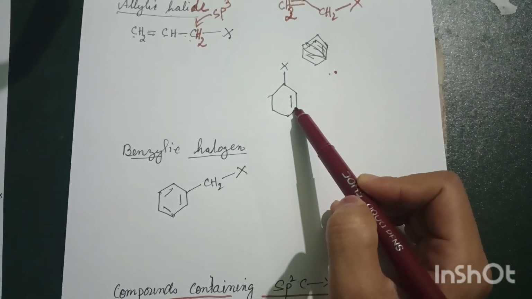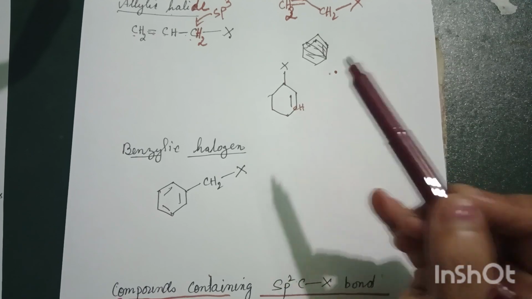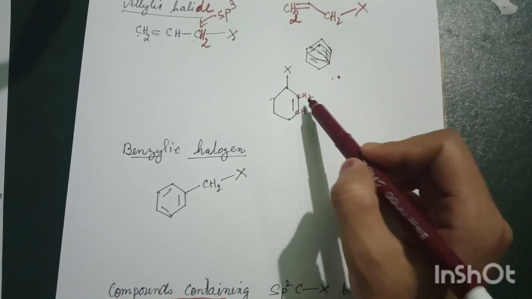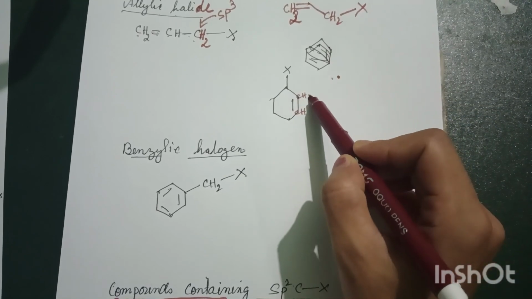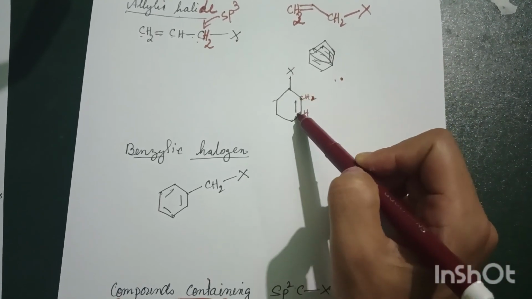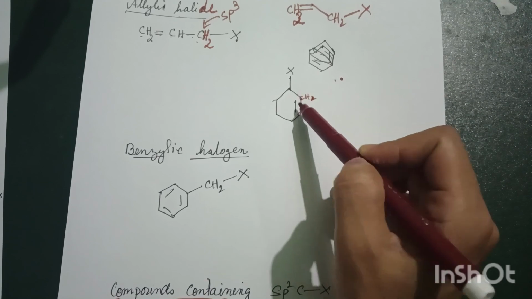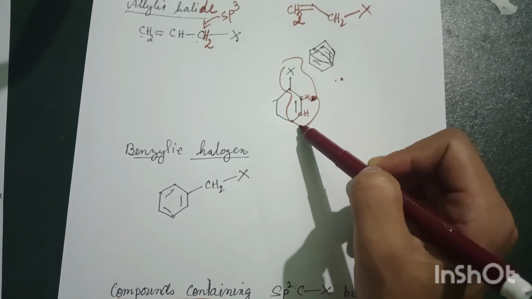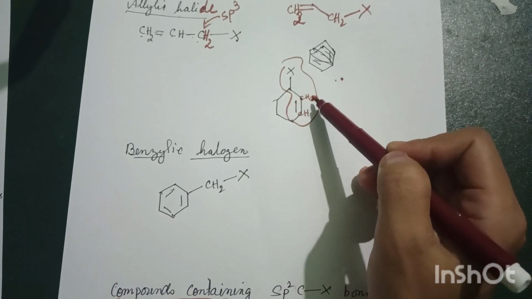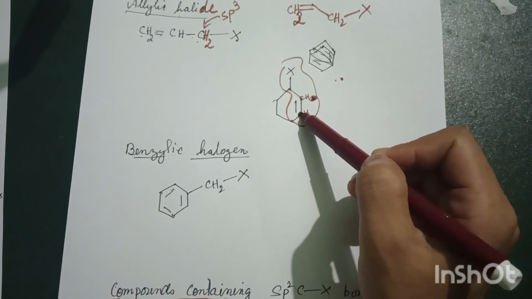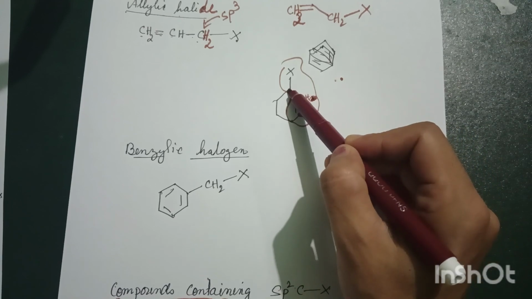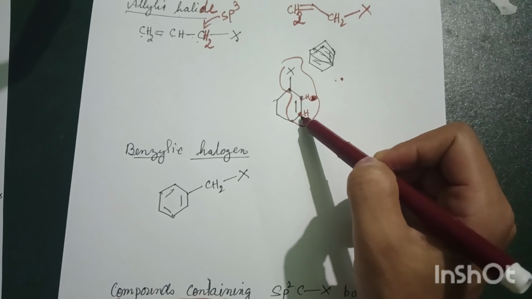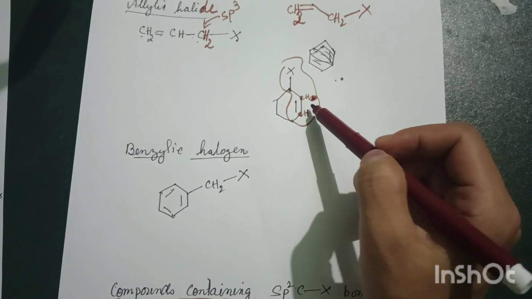Let us go to another allylic. This is also in the allylic form. See, CH, then CH2, 1 2 3 4 CH. And see, this is a double bonded carbon, then single bonded. So this is also in the allylic form. This is an allylic halide. How many carbons are here? 1 2 3 carbons. The third carbon is connected to X. So this is your allylic.